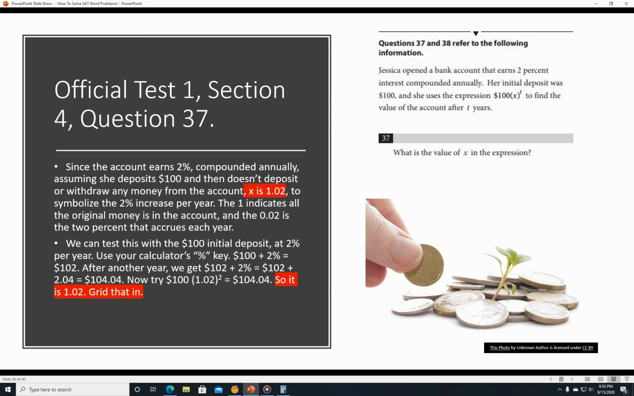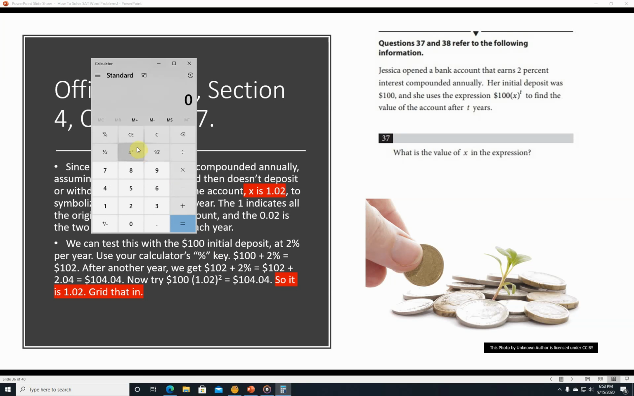We can test this with the $100 initial deposit at 2% per year. So all we have to do is go 1 plus... 100 plus 2% is 102. And then we can do it again. We're going to add another 2%, so after 2 years, you have 104.04 because 2% of 102 is 2.04.